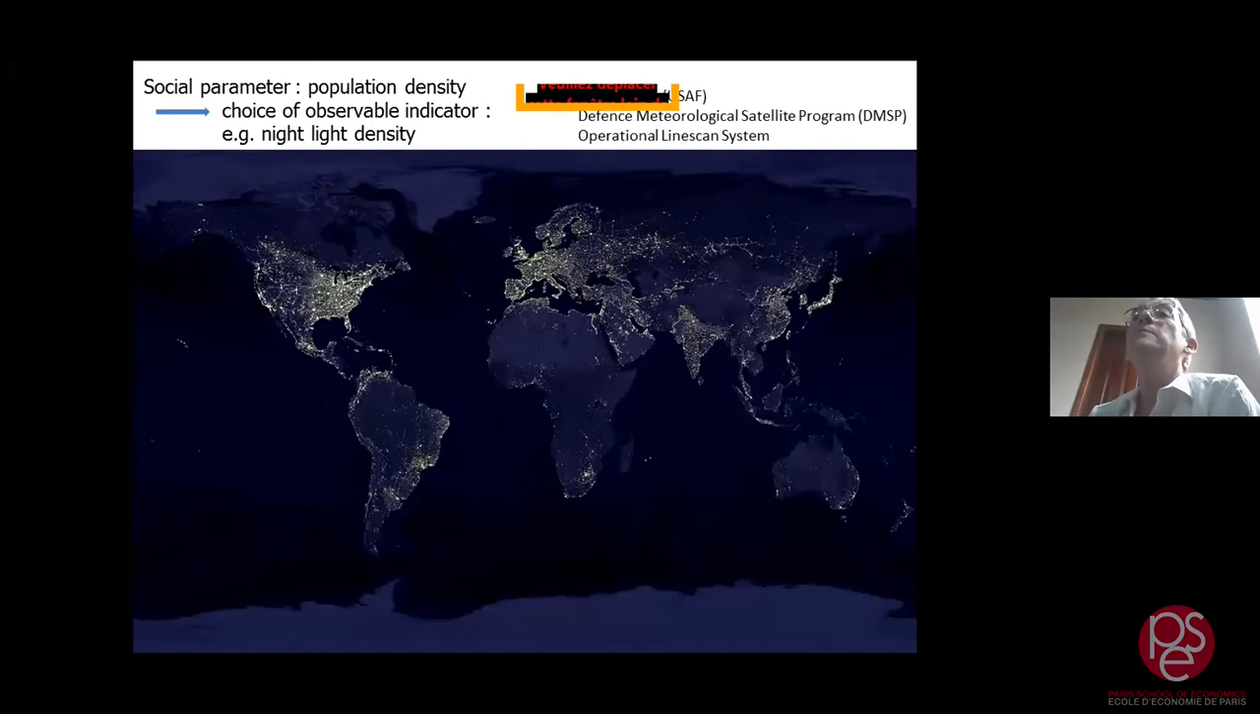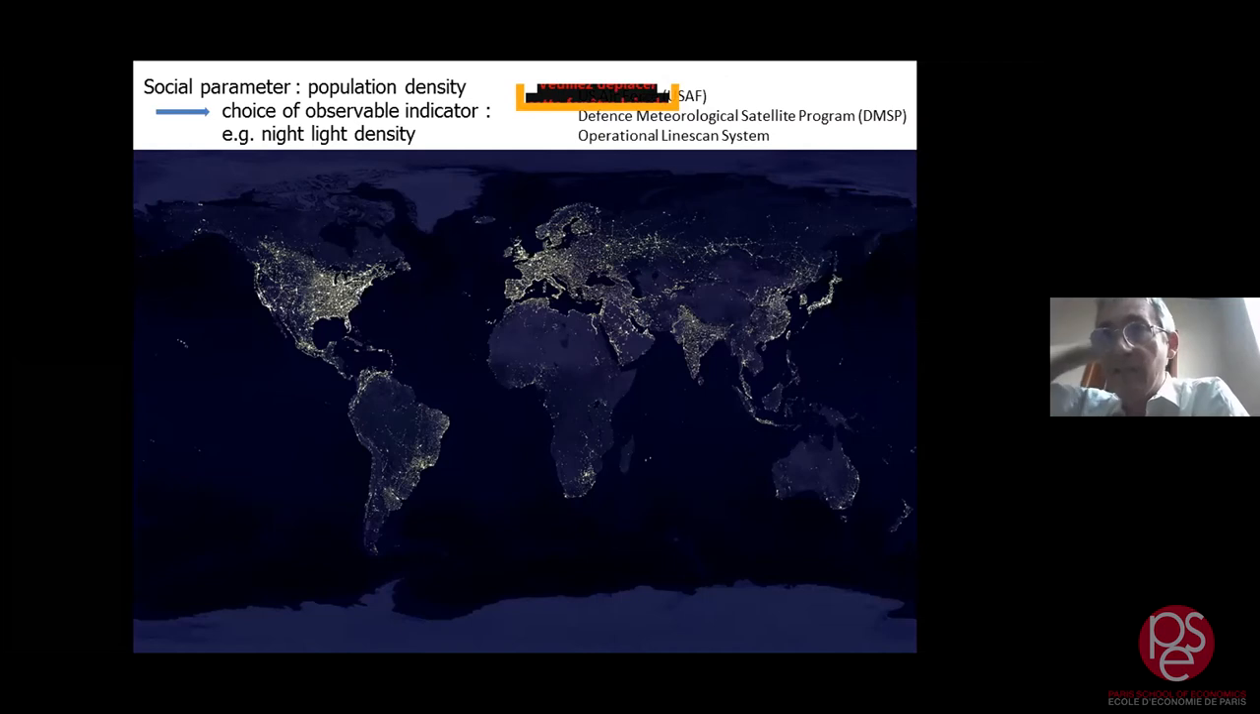Another indicator that can be used, I've just shown building density as one indicator of population. Another indicator is nightlight density. I've already shown this kind of information last week. This is an observable indicator. I've already shown that the DMSP satellites, the American military satellites for the meteorological program, can be used at night in optical wavelengths to observe night lights.